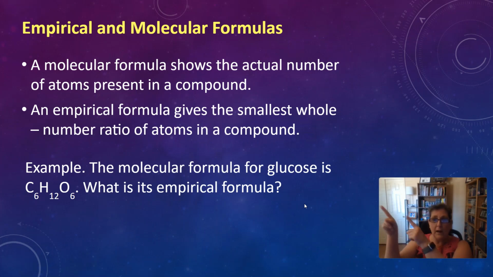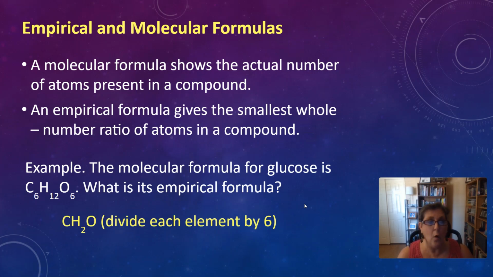Okay, here's another example right over here. The molecular formula for glucose is C6H12O6. Can that reduce down? Yes, it can. So the empirical formula will be different. What can you divide all those numbers by to get the smallest ratio possible? You can divide them all by 6, right? So that would give you C1H2O1 or CH2O. That is the empirical formula for glucose, CH2O. You divide each element by 6. So that's what an empirical formula is.